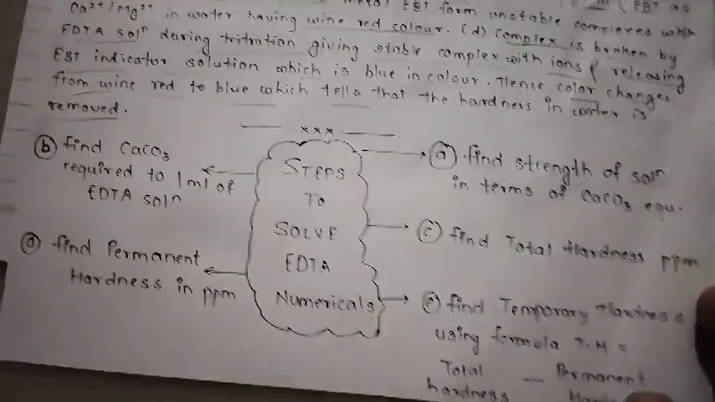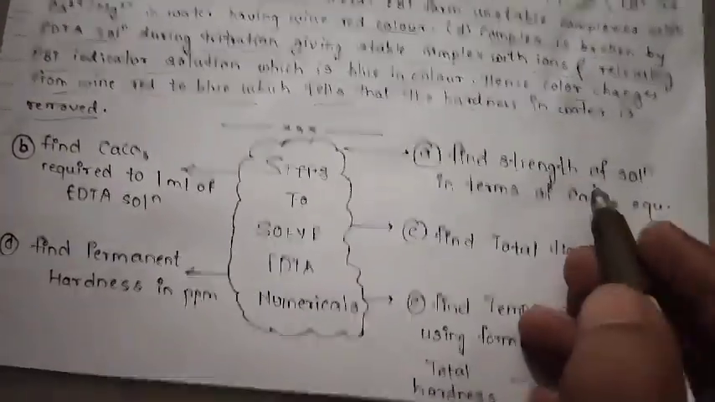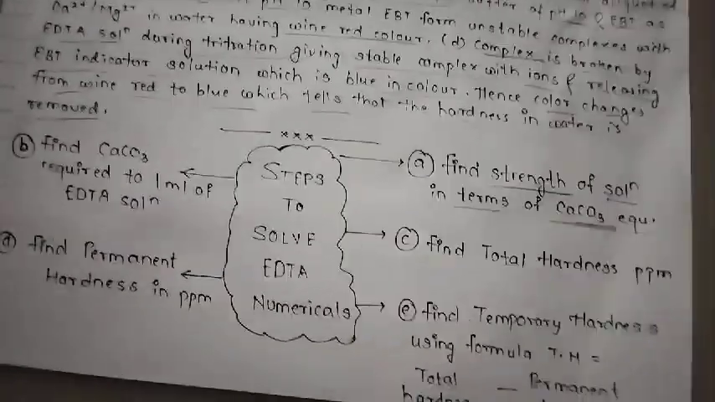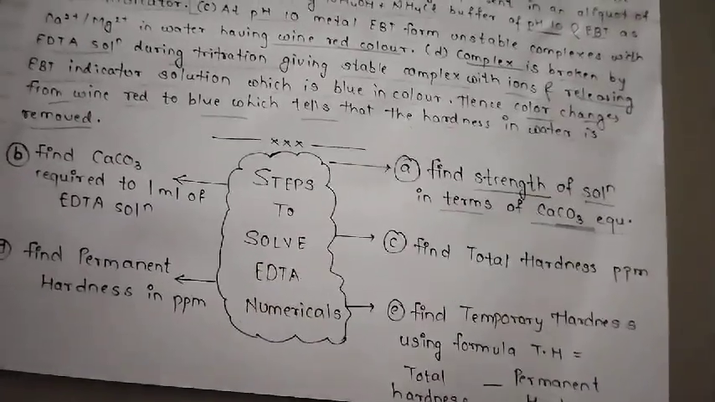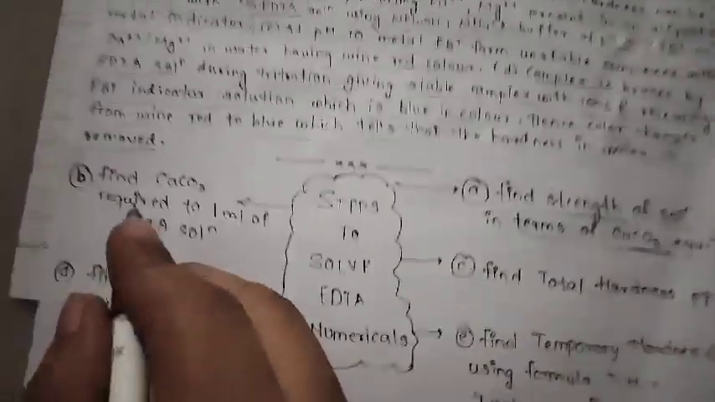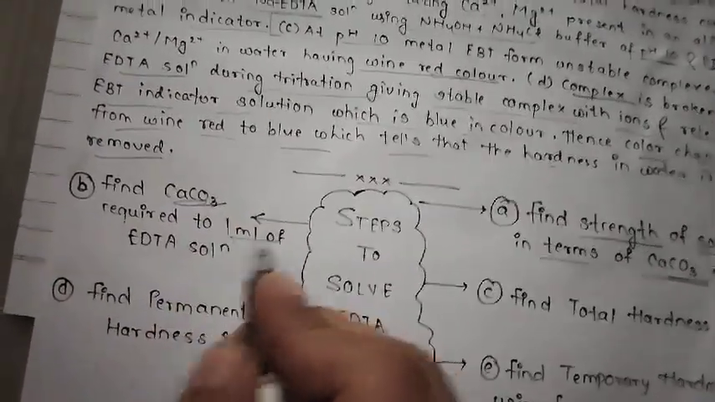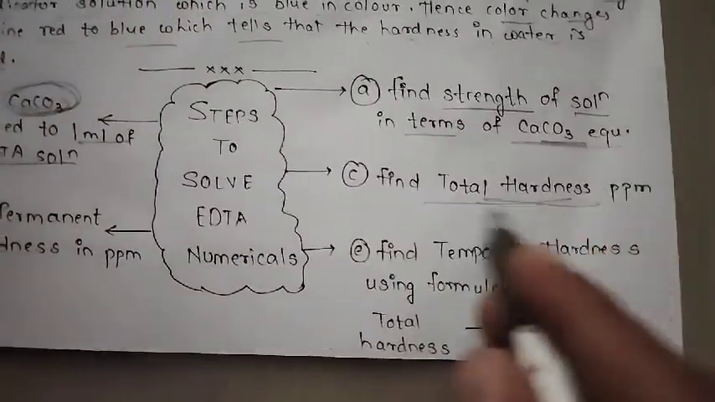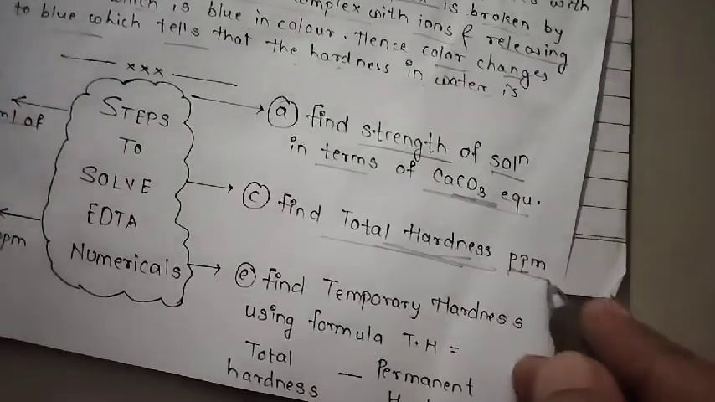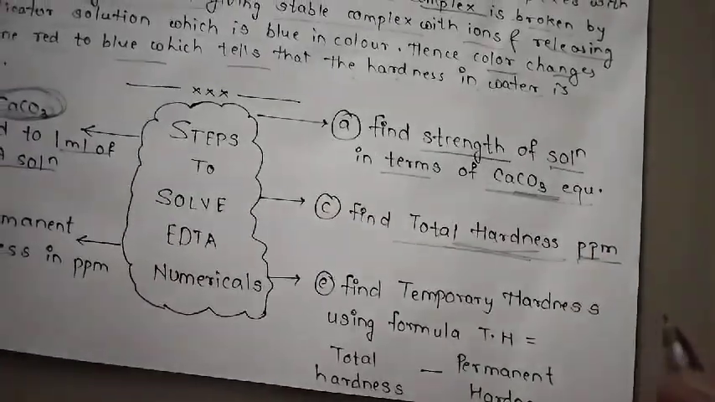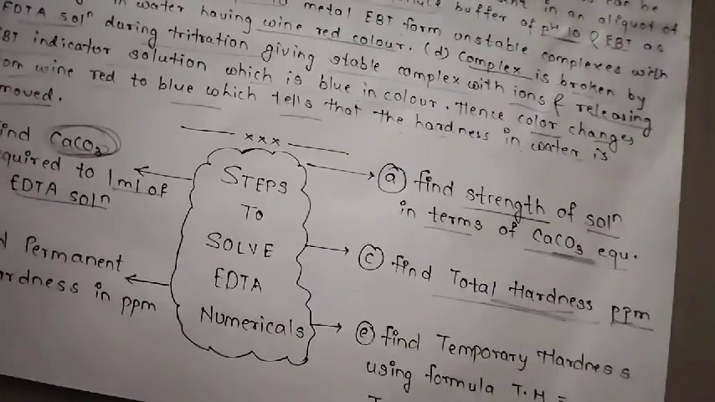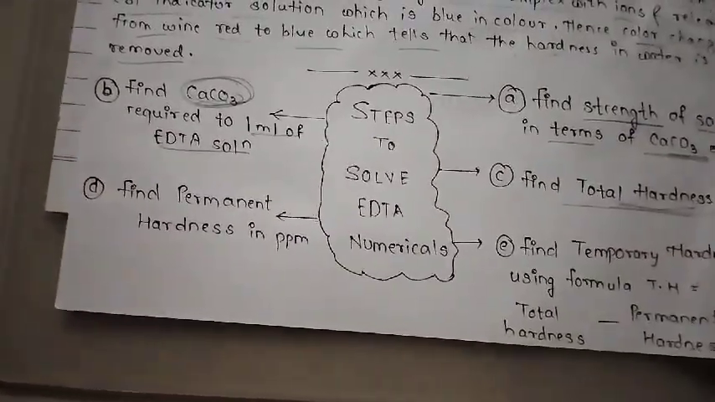how to solve the sums. So the very first step is you have to find the strength of solution in terms of CaCO3 equivalent, that is calcium carbonate equivalent. After that, you have to find how much calcium carbonate 1 ml of EDTA solution requires. After that, you have to find the total hardness in ppm. Guys, ppm is the unit for hardness. ppm stands for parts per million, that is 10 to the power minus 6.